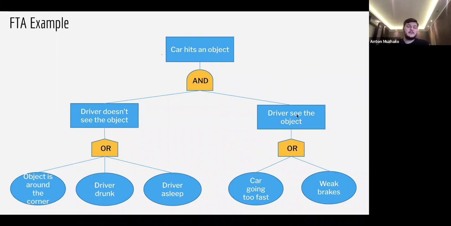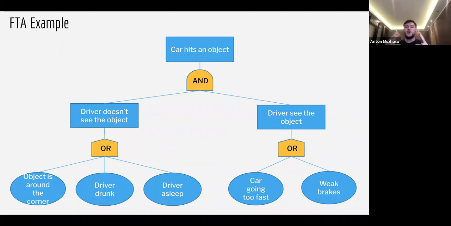In the other case, the driver might see the object, but still hits. Why? Because the car is going too fast. We can put some limits there. And it can be weak brakes. We can think about making the brakes better. And also we can think about how we can improve this another way.